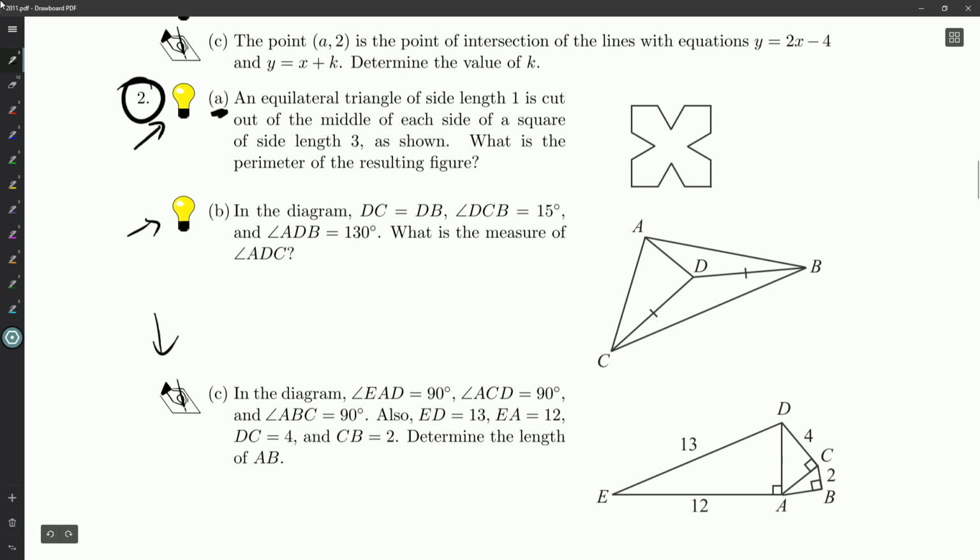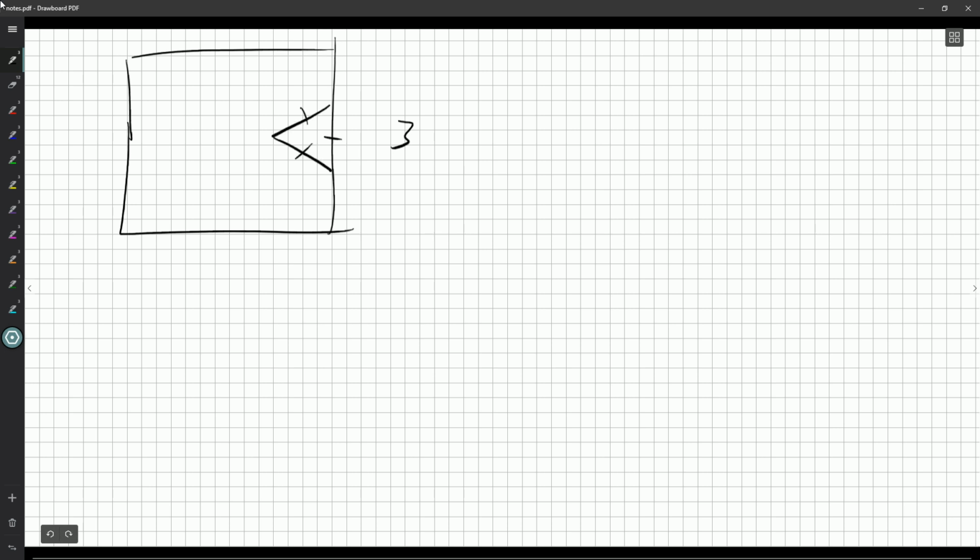All right, 2A. An equilateral triangle of side length 1 is cut out of the middle of each side of a square of side length 3 as shown. What is the perimeter of the resulting figure? Okay, well, we can sort of draw our square here. Now, it's side length 3, but we come along, we cut out an equilateral triangle of side length 1, so all these sides here are 1.